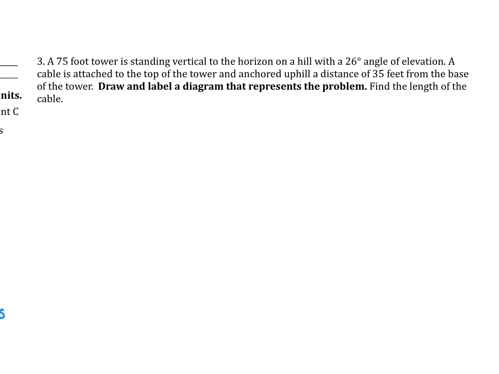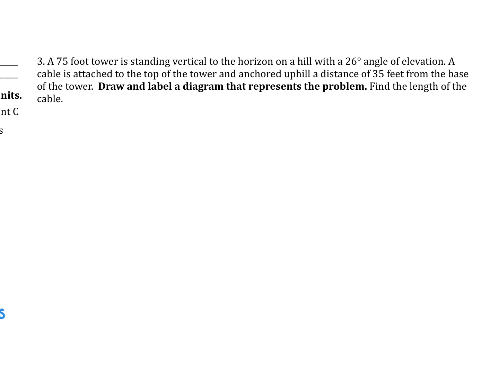Number 3, a 75-foot tower is standing vertical to the horizon on a hill with a 26-degree angle of elevation. A cable is attached to the top of the tower and anchored uphill, a distance of 35 feet from the base of the tower. Draw and label a diagram that represents the problem. Find the length of the cable.